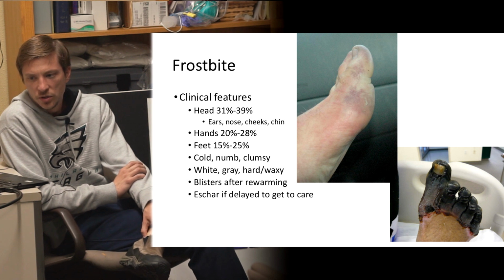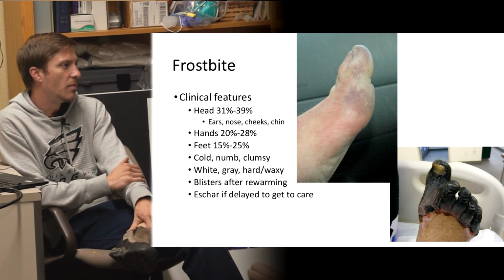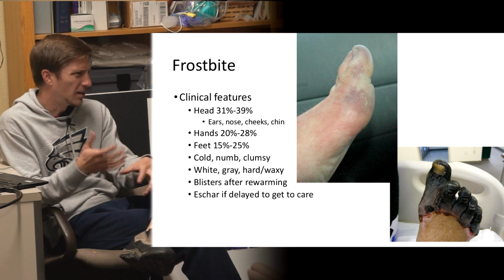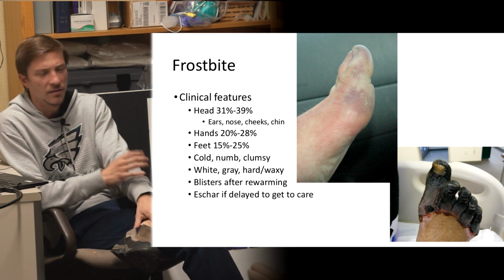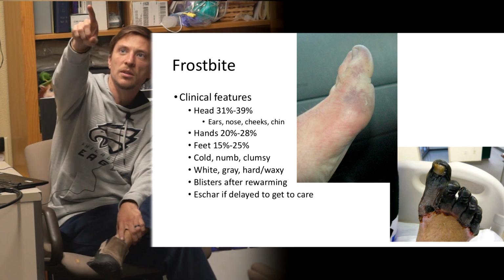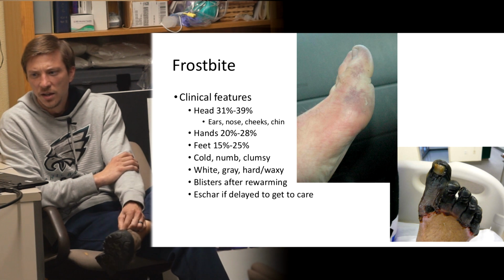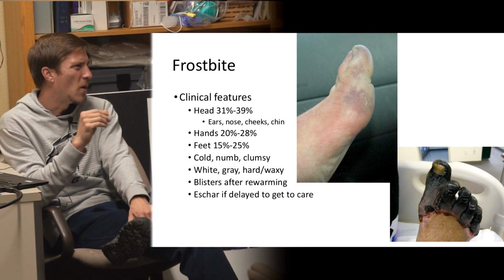And so initially, when we see them, they're complaining of pain or numbness, and their extremity is going to be cold. It's going to be clumsy, so you're not going to be able to move your fingers with the same dexterity that you normally have. Your toes aren't going to work the way they normally do. Initially, you're going to have the appearance of the top left, where you can see it's a little pale or a grayish color, and the skin is cold and hard and waxy feeling.